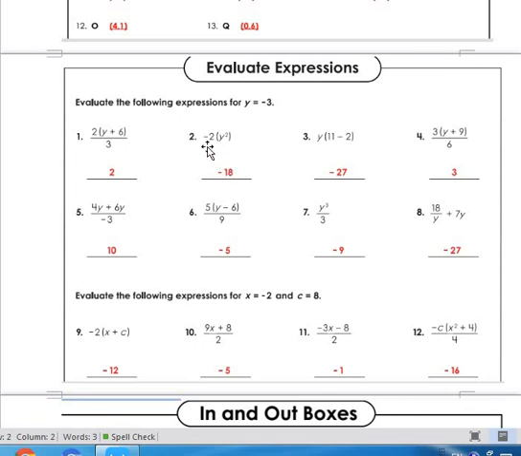So I have here negative 2 bracket y power 2 close the bracket. So here, PEMDAS, parentheses, so I'm solving the parentheses first. Negative 3 power 2 means what? Negative 3 times negative 3 will give you 9. Negative times negative will give you positive, so it's 9. 9 times negative 2 will give you negative 18.